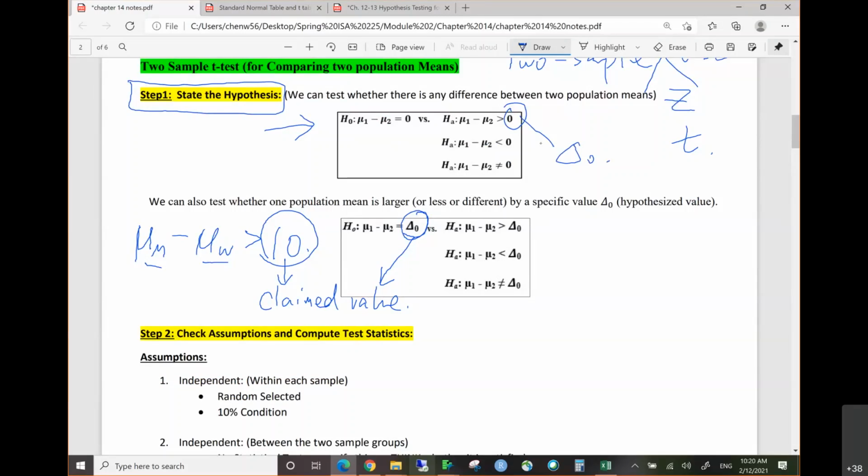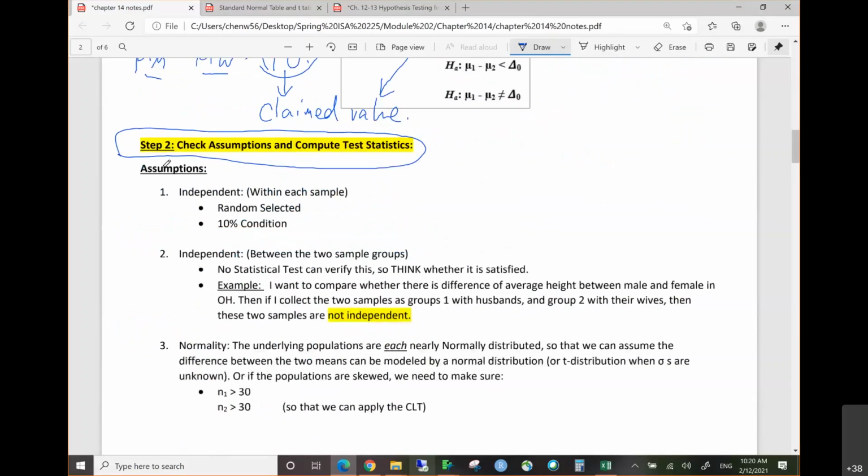Got the idea? Good? All right, so now we kind of convert the case comparing 2 population means to just the case that we have already learned in the previous chapters. Then you can think about the next step. What is the next step? Again, check the assumptions and then use the formulas to calculate the test statistics, right? Okay, so now next step, check the assumptions.